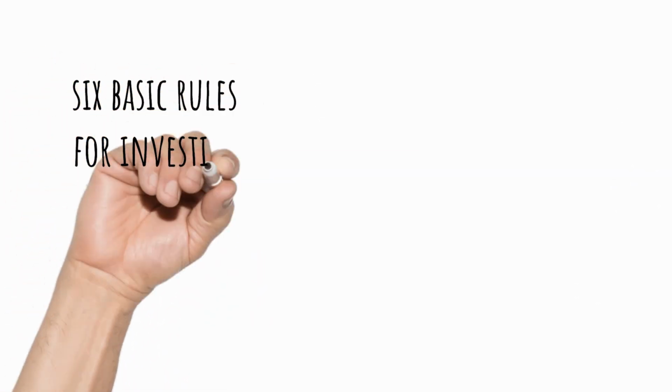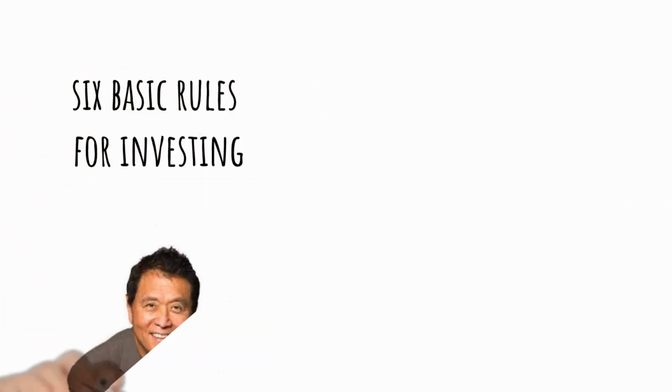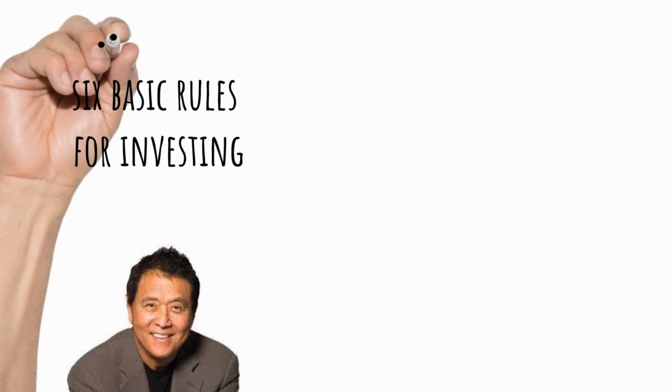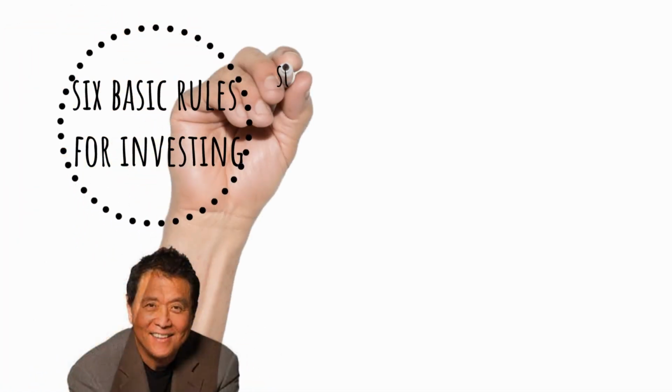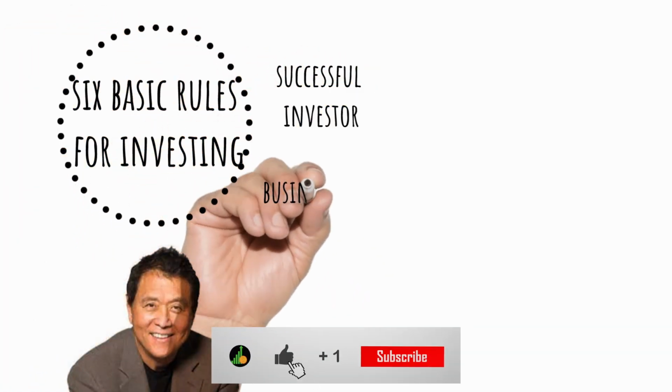In this video, we will explore the 6 basic rules for investing that Robert Kiyosaki follows throughout his life. These rules have led him to be a successful investor and businessman.